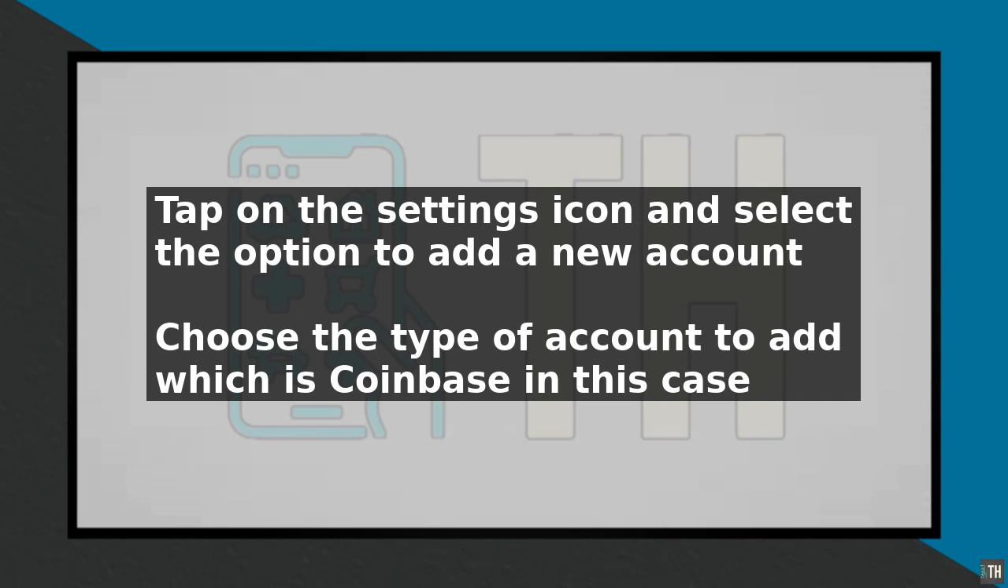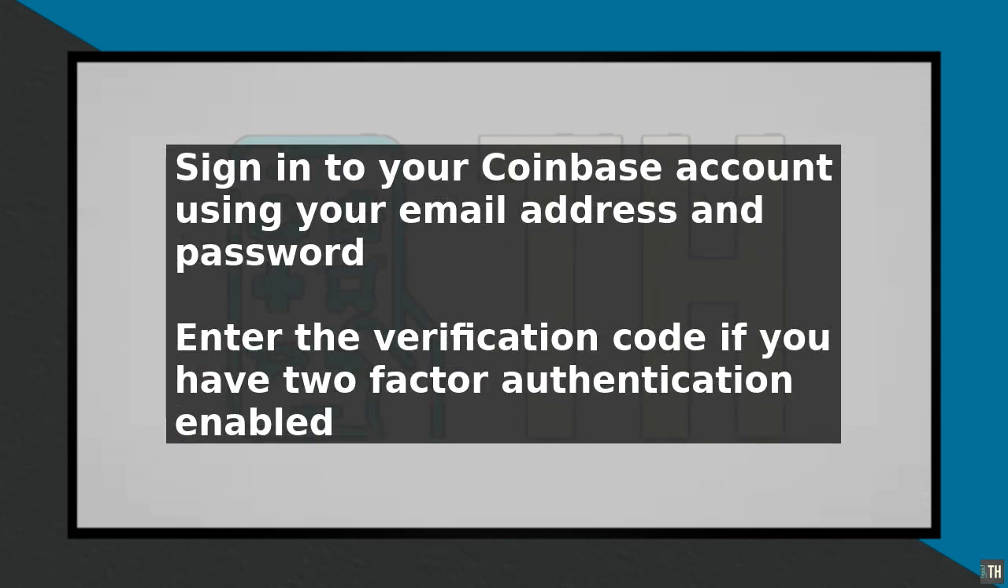Once your Coinbase account is linked, you can view your Coinbase address by going to the Receive tab in your wallet. Here you will see your unique Coinbase address that you can use to receive cryptocurrency from your Coinbase account.